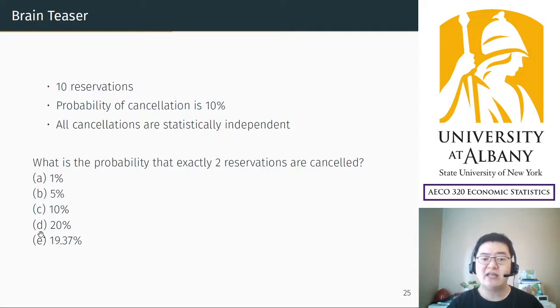The answer is 19.37%, which seemingly has nothing to do with any of these numbers: 10 reservations, 10%, 2 reservations. Then where is that number from?